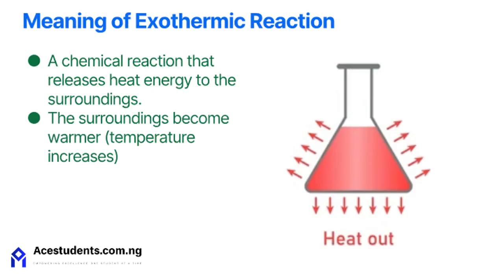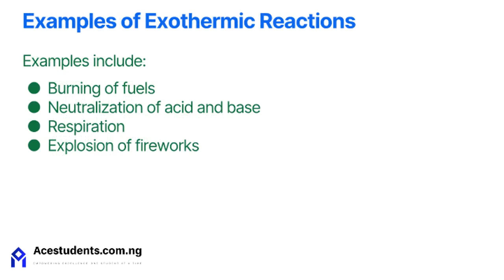An exothermic reaction is a chemical reaction that releases heat energy to its surroundings. This means that the environment around the reaction feels warmer as the temperature increases. Some common examples of exothermic reactions include the burning of fuels, neutralization of an acid with a base, respiration in living organisms, and even the explosion of fireworks.